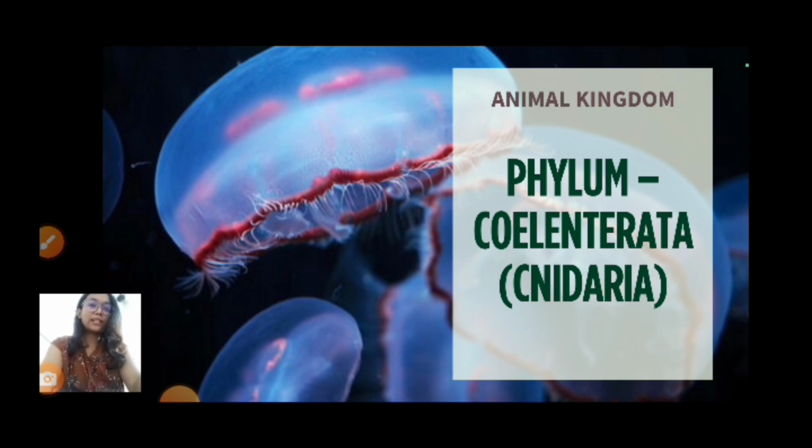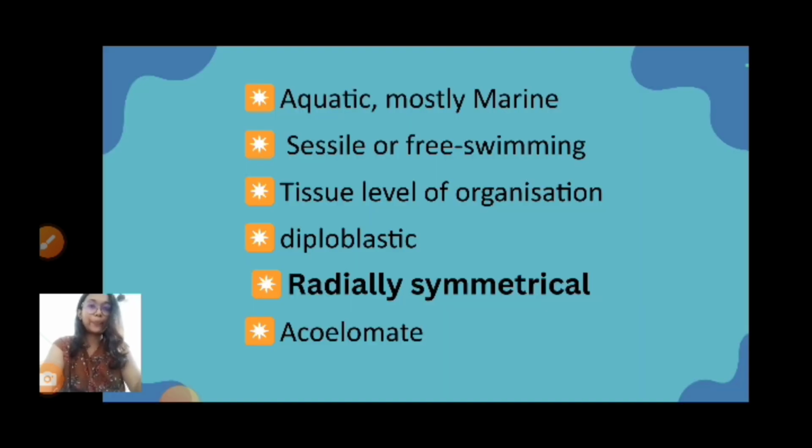So this is part 3 from the chapter Animal Kingdom. In our previous video we have already discussed phylum number 1, that is Porifera, and in this video we are going to discuss phylum number 2, that is Coelenterata. It is also known as Cnidarians. Okay, so let's start phylum number 2, Coelenterata.